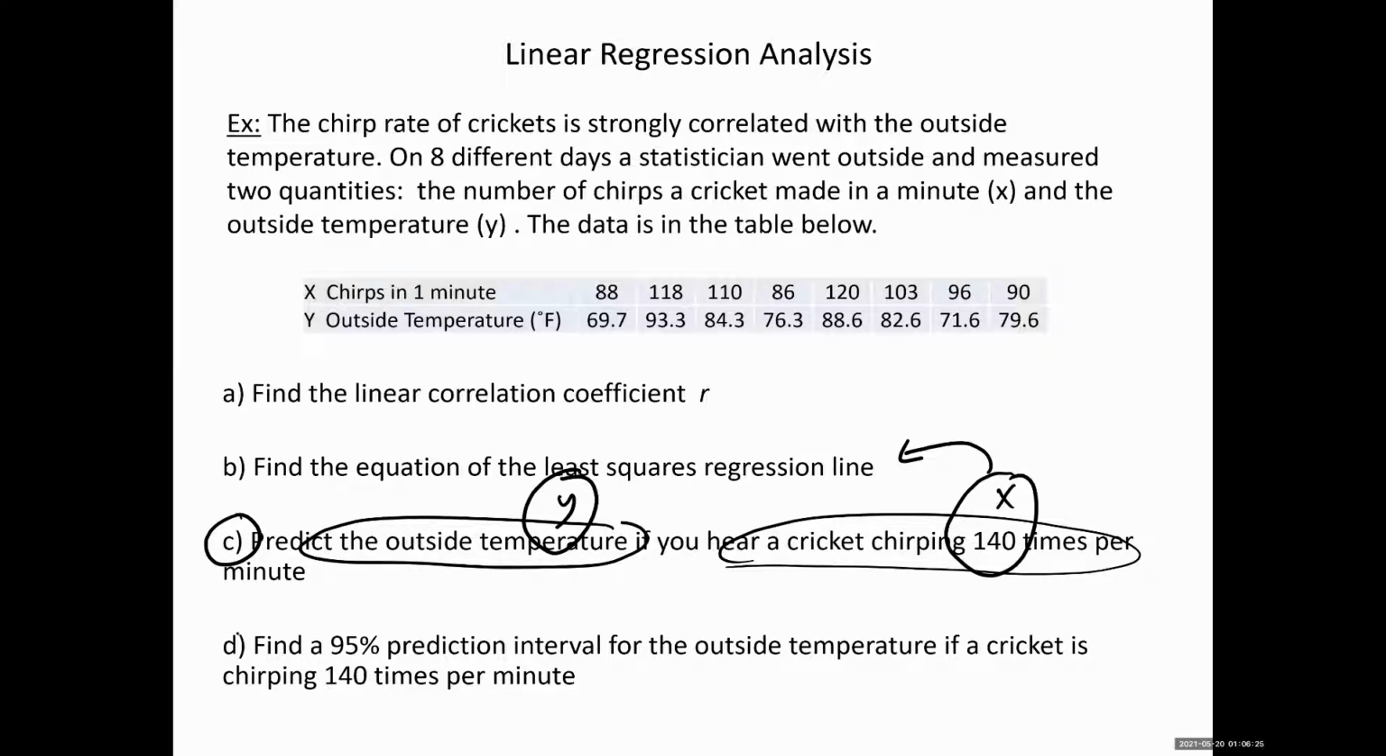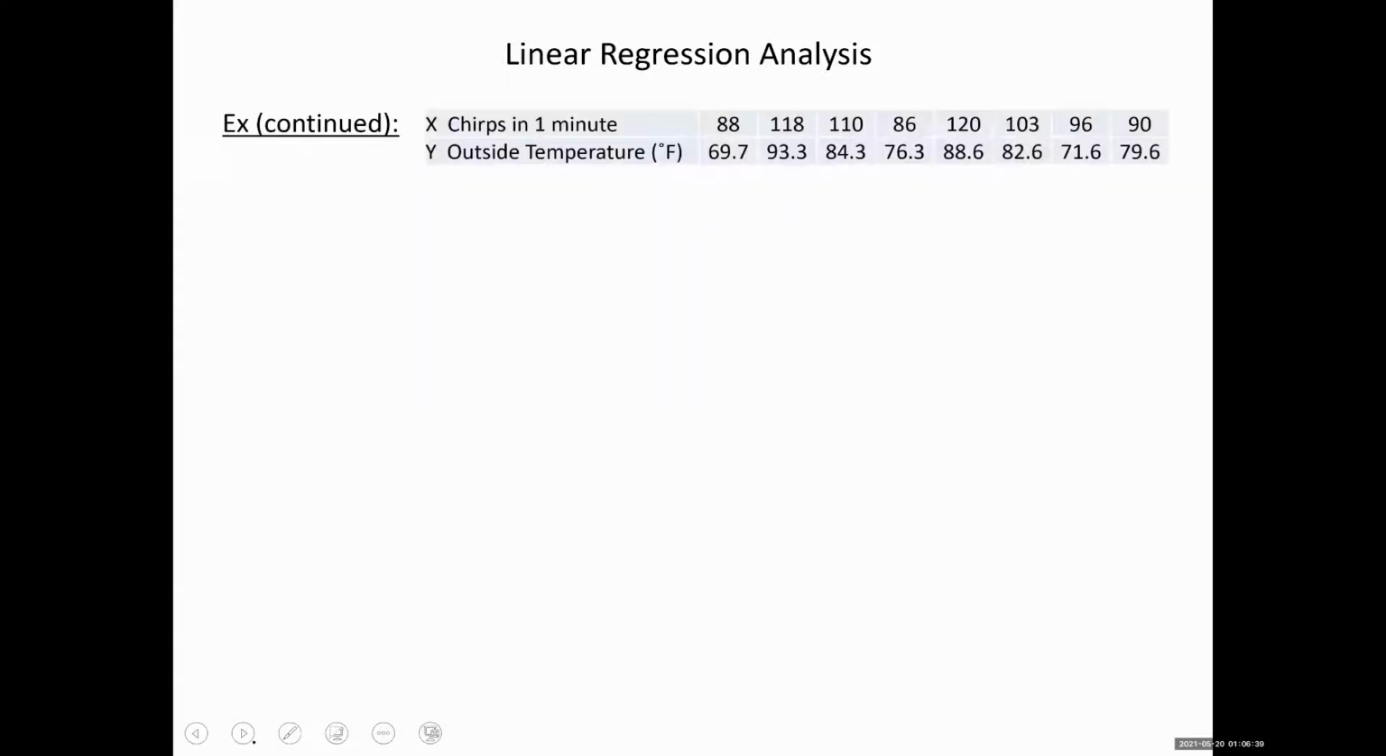So part D says, find a prediction interval. It's basically saying, take your 1-number prediction from part C and build a confidence interval around it. And the way you do that is you're going to add and subtract the margin of error, just like we did in chapter 9. Okay, let's go through each of these parts here.